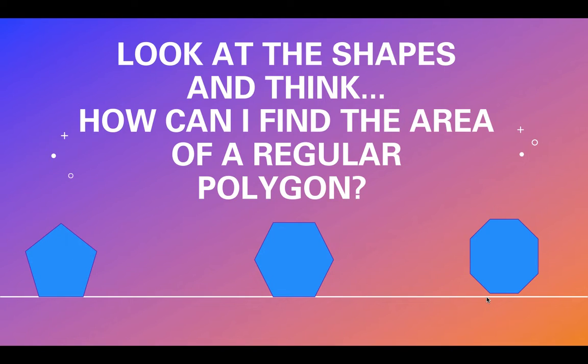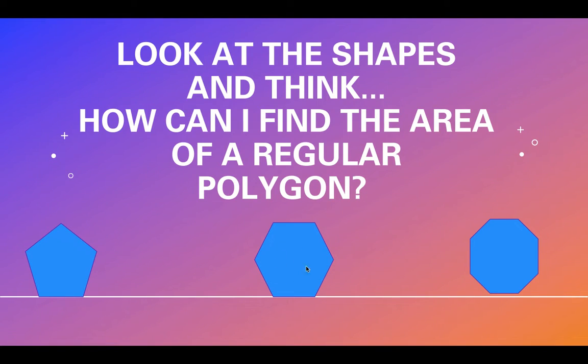Okay. Now look at the shapes and think, well, all these shapes are regular polygons. How can I find the area of a regular polygon? What do I know from my previous lessons in Chapter 10? Do I know how to find the area of a square? Do I know how to find the area of a rectangle or triangle? Will any of that information help me? If you pause this video and just stare at this, you might be able to figure it out. Because of time constraints, I'm just going to move forward. But I bet you could figure it out if you pause this video.